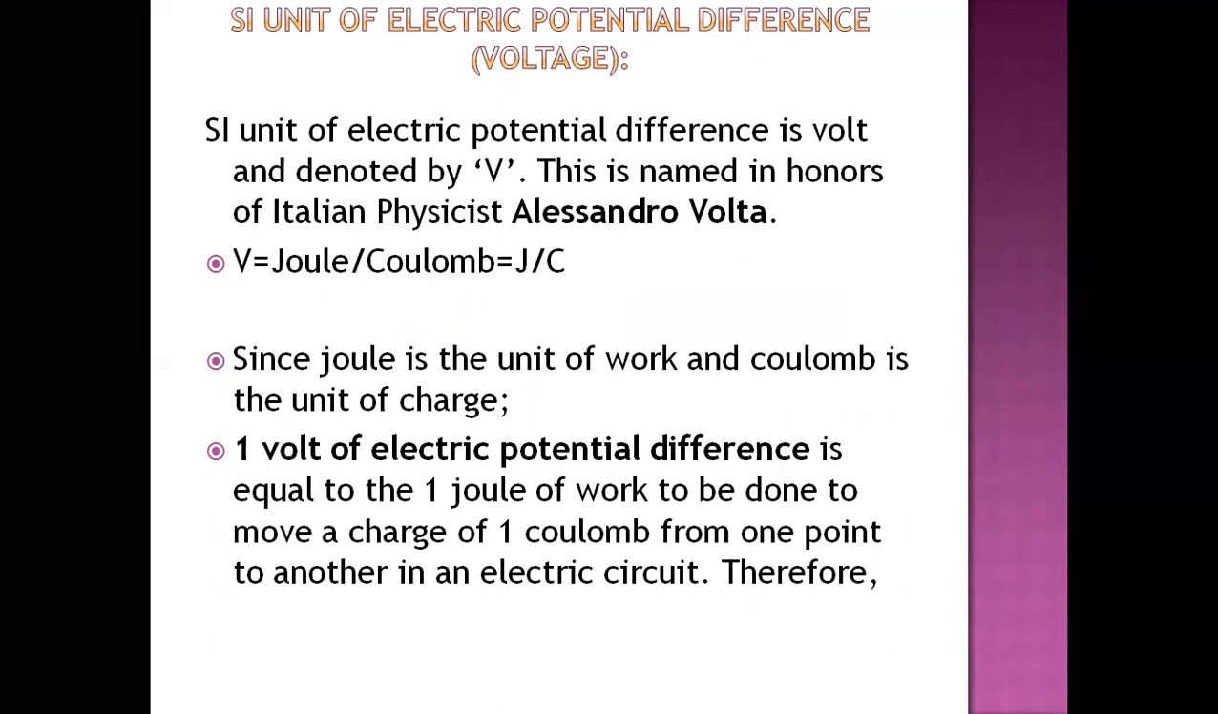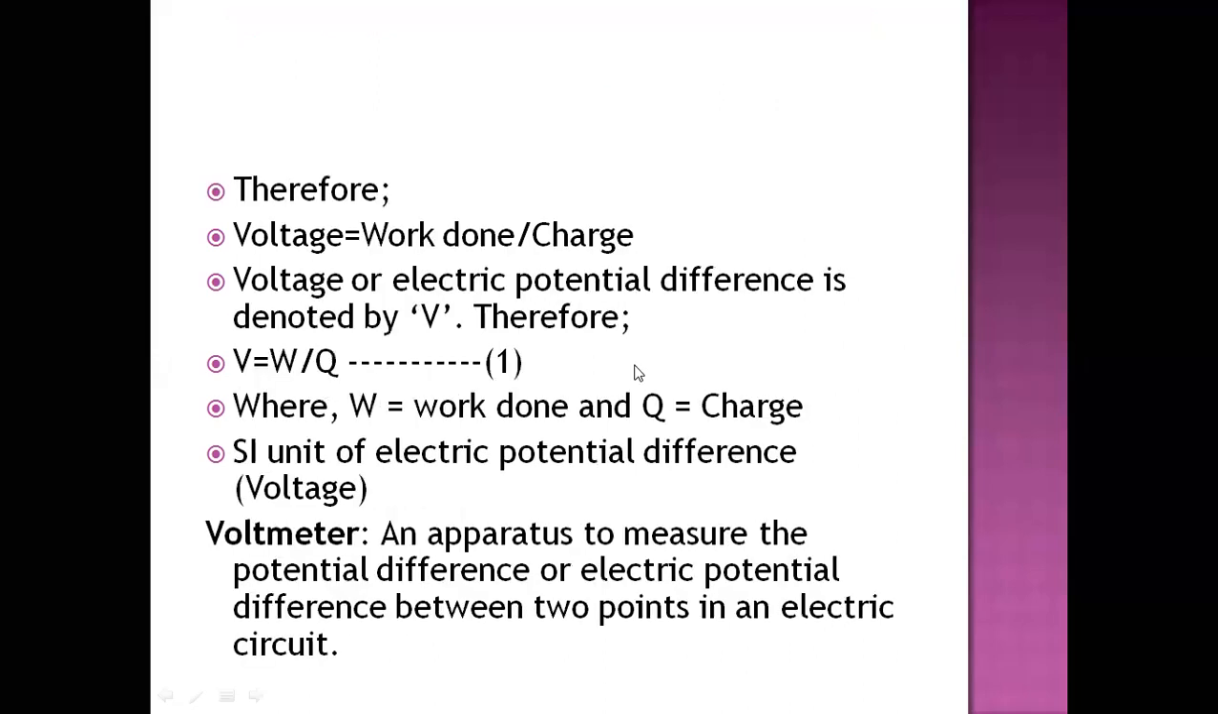If 1 coulomb of charge is moved from one point to another and 1 joule of work is done, that is called 1 volt. Joule is the unit of work. Coulomb is the collection of charges; 6 into 10 to the power 18 electrons is called 1 coulomb. So 1 volt of electric potential is when 1 joule of work is done to move a charge of 1 coulomb from one point to another in an electric field against the electrostatic force of attraction.